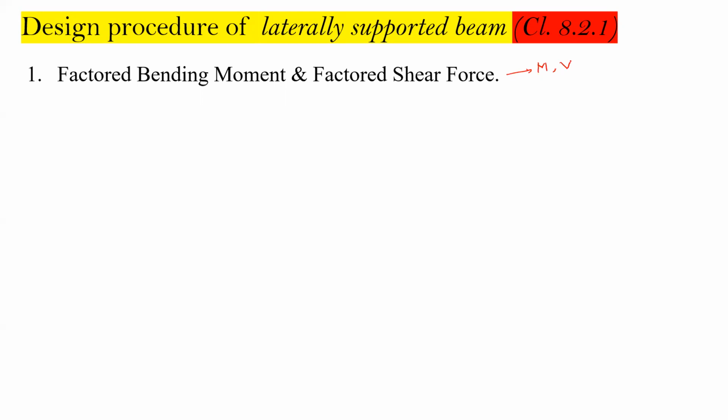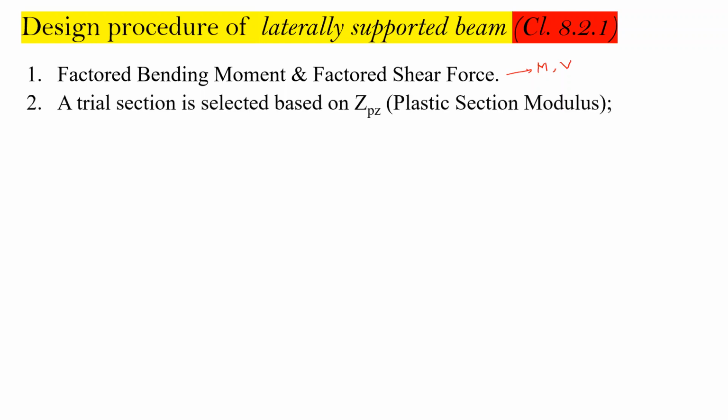It changes if it is a simply supported beam with point load, or a cantilever beam with UDL, or a cantilever beam with point load at the free end. However, the first thing you have to determine from the given data is the factored bending moment and the factored shear force. From this, a trial section is selected. In the next step, a trial section is selected based on the plastic section modulus. Remember, a trial section is selected based on the ZPZ value.